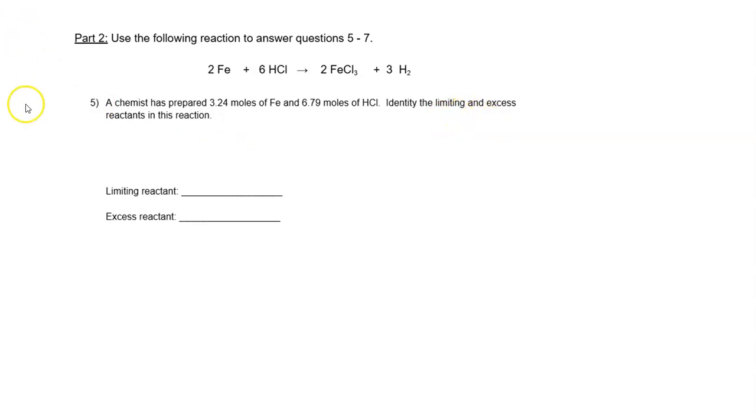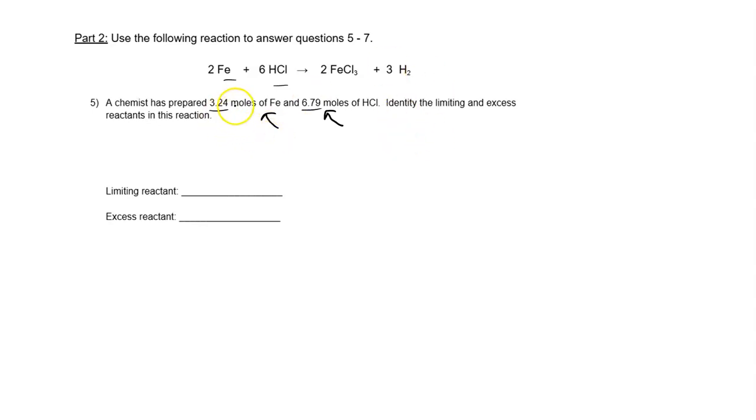Remember, we need to know what the limiting and excess reactants are because the limiting reactant tells us how much we get at the end. So that's meaning it's the one that's going to run out first. So which of these? Is it 3.24 moles of iron that's going to run out first or 6.79 moles of HCl? All we have to do is identify which one, iron or HCl, is going to run out first. Okay, and in order to do that, we just pick one of these numbers to start with. Now, there's lots of different methods that all do essentially the same thing.